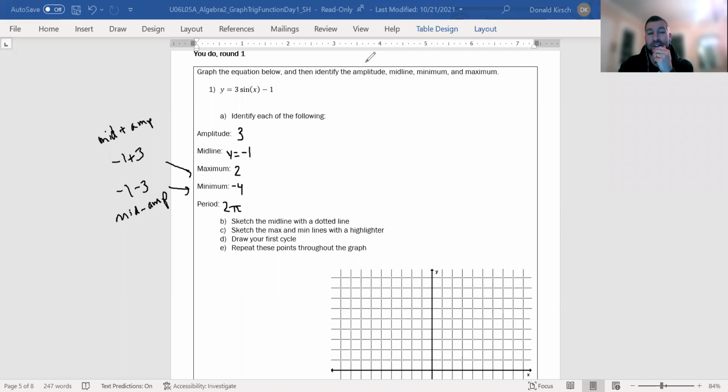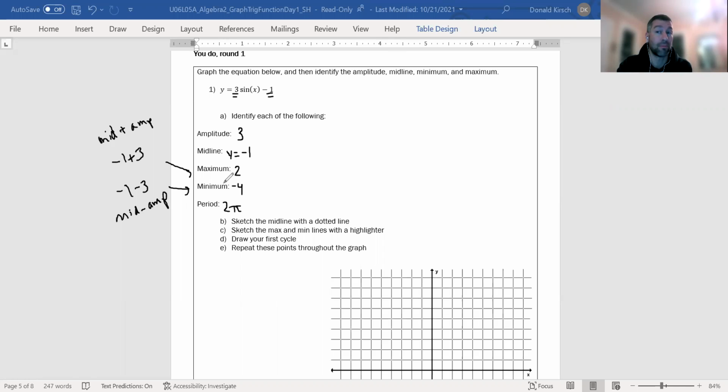Okay, some annotations from the You Do round 1. I've got my amplitude, midline, maximum, minimum, and period all found. How did I do that? The amplitude is just found from that A value out front. The midline is found from that plus or minus D value at the end. Notice how I wrote it as an equation, y equals. You should too, because it is a line.